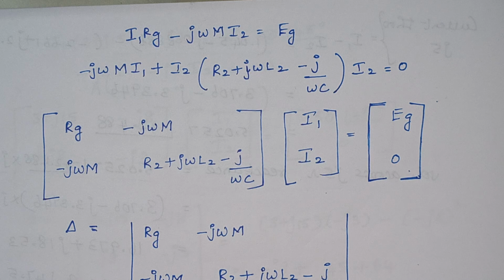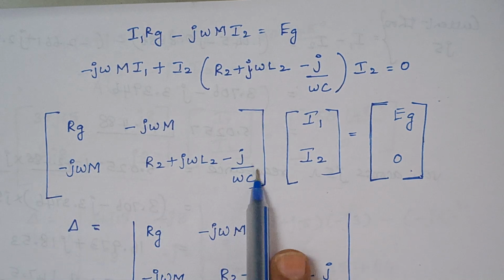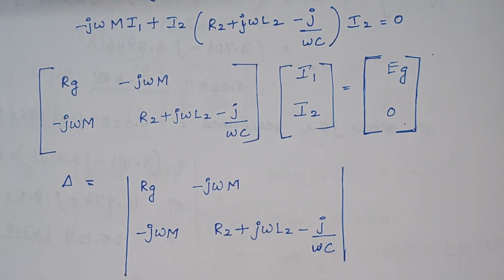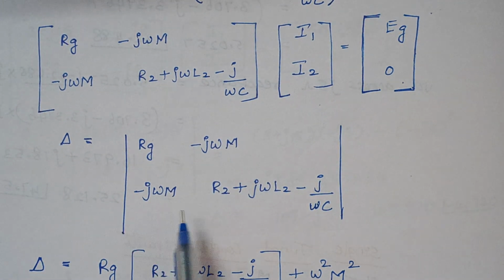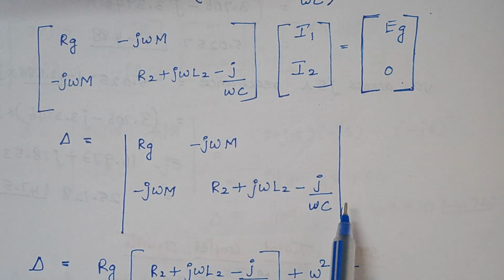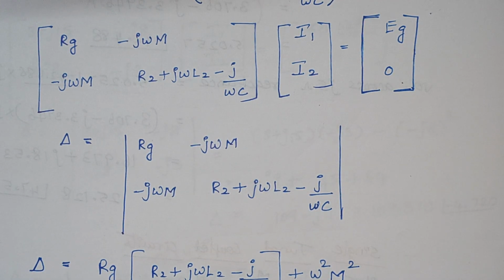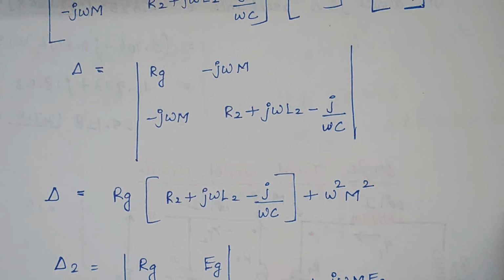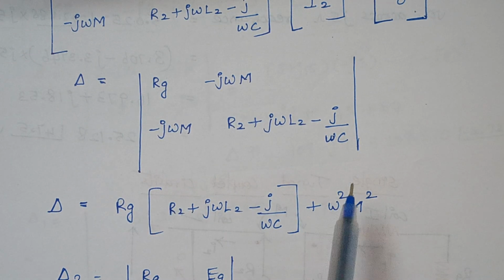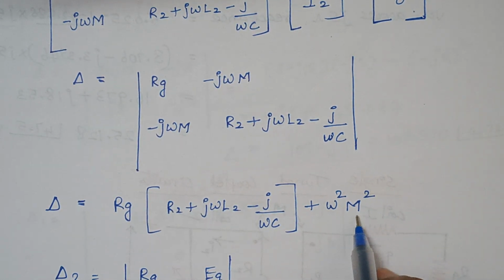Now the next thing is we are going to find the del. Del is nothing but the determinant of this matrix. This is your del. We are just going to find out the determinant. Once you find the determinant, you see this is the value of the determinant here.